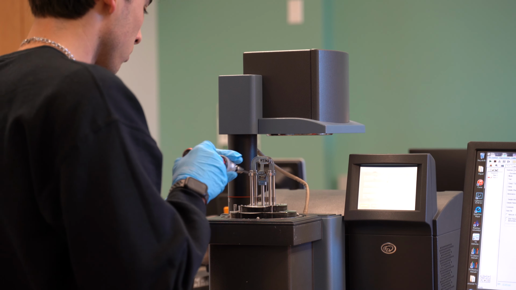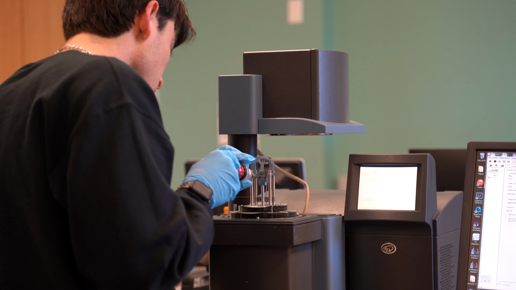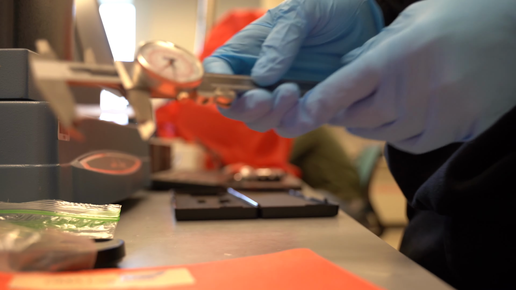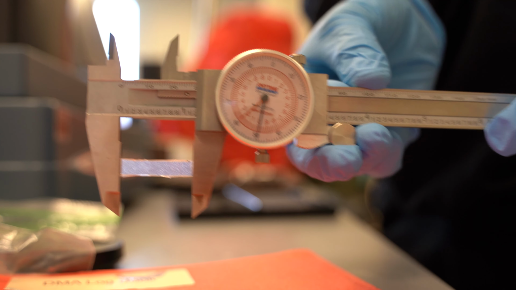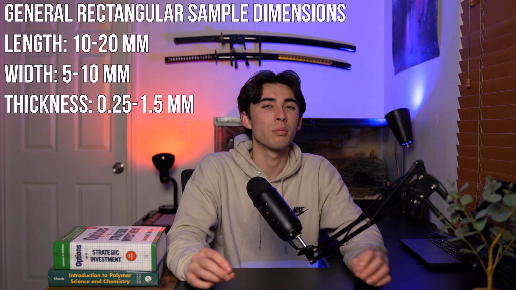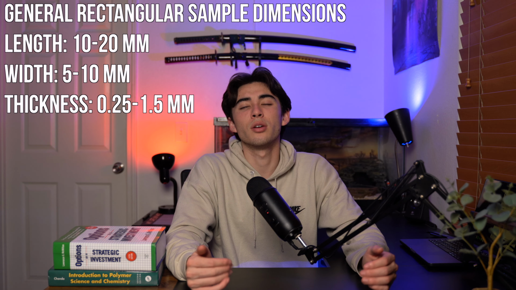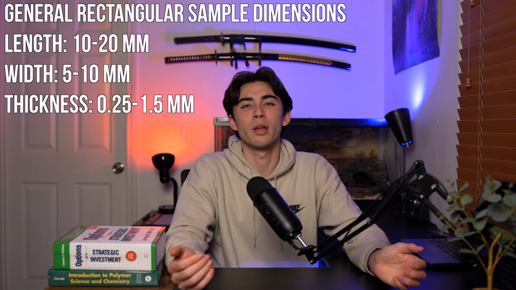The first step towards running the DMA involves preparation of the sample. This involves cutting the polymer sample into a specific shape and size and attaching it to the DMA machine. The shape is usually rectangular with a length of around 10 to 20 millimeters, a width of around 5 to 10 millimeters, and a thickness of around 0.25 to 1.5 millimeters. This may change though depending on what mode you want to run the DMA in.